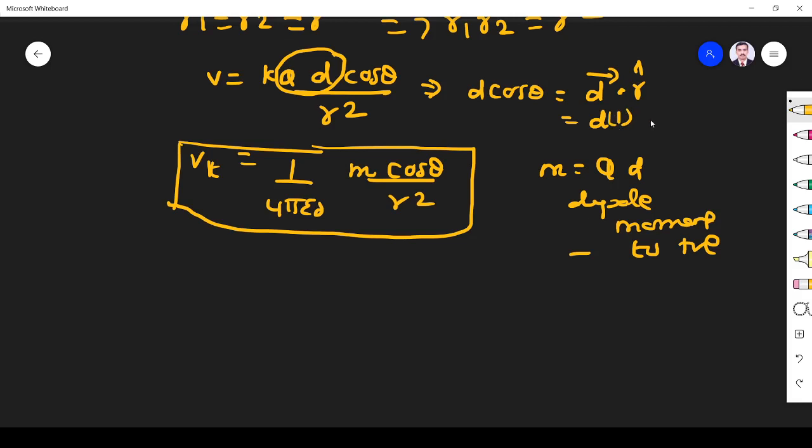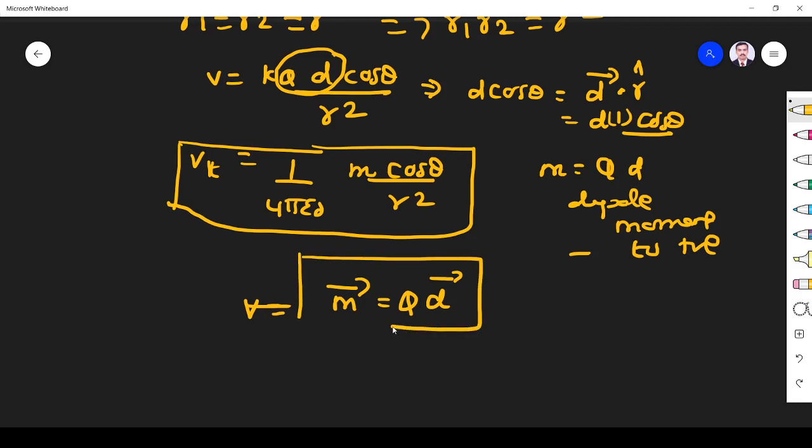So the angle between these two is theta, cos theta. I can write it in vector form. Instead of D, I can write the dipole moment M vector is equal to Q D vector. Yes or no? This is a vector, Q D vector is this vector. So I can write V in terms of the M vector here, right?